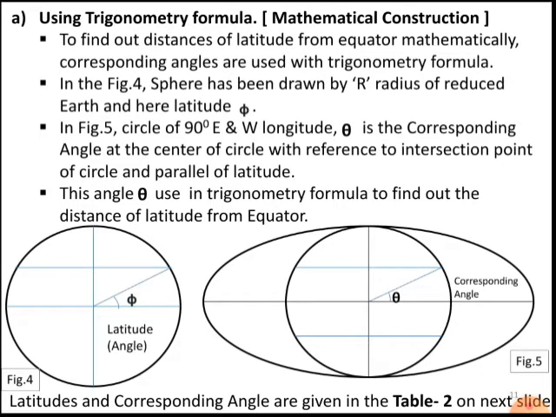The B approach, that is using the trigonometrical formula, the mathematical construction approach. To find the distances of latitude from the equator mathematically, corresponding angles are used with the trigonometry formula. Now if you look at figure 4, a sphere, the reduced earth, drawn with capital R as the radius of the reduced earth, and you make the line which joins any point on the surface circumference to the center of the earth, you will find one angle with respect to the latitude or the parallel.